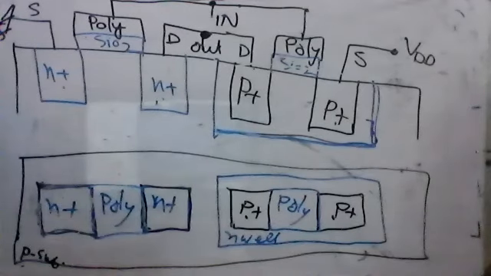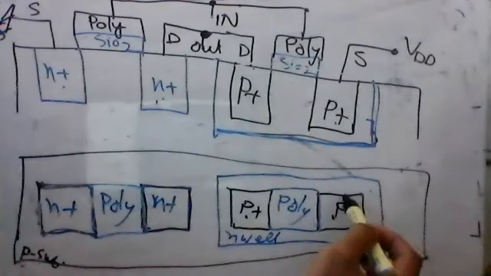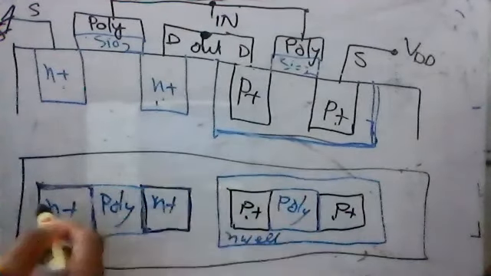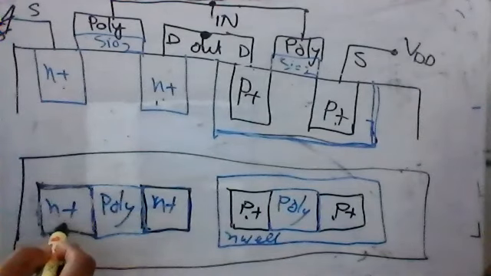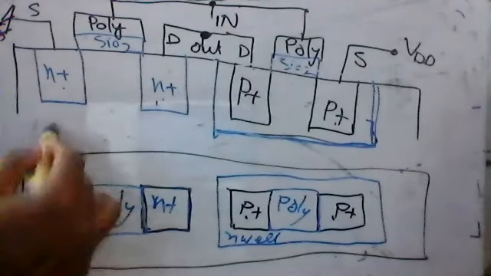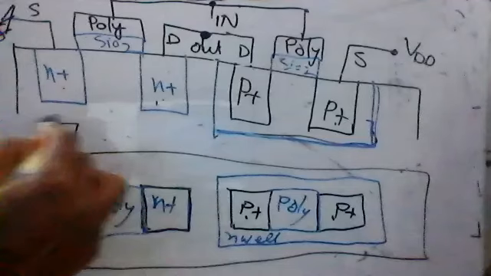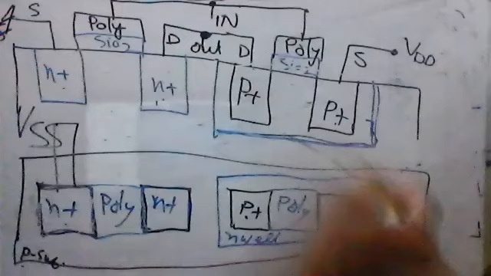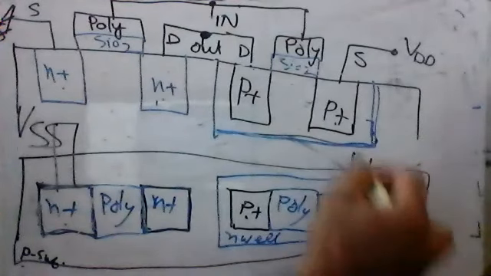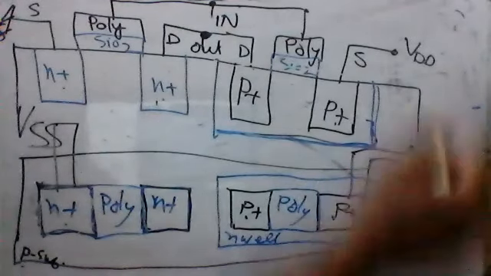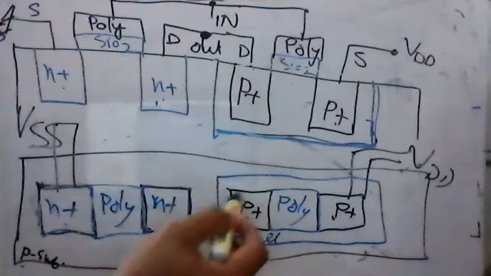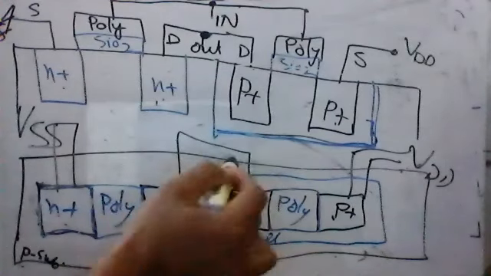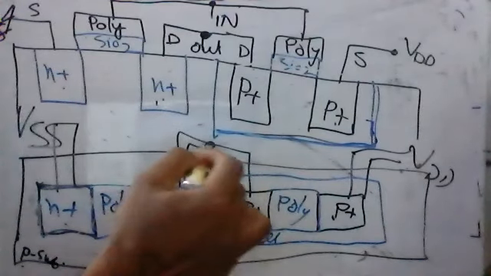Now we need to make connections, right? Only the connections are remaining. What are those connections? Let's consider this is a source. This source will be connected with the ground, which we call VSS. And this other source we call VDD. And this is the drain. These two drains will be connected here, and this will be the output.